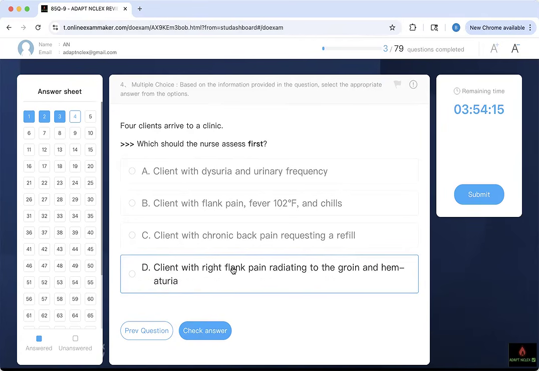Four clients arrived at the clinic. Which should the nurse assess first? That means they are in the clinic. Who needs to be assessed first? Client with dysuria and urine frequency. What do you think? Client with flank pain, fever of 102 and chills. Client with chronic back pain requesting a refill. Client with right flank pain radiating to the groin and hematuria.